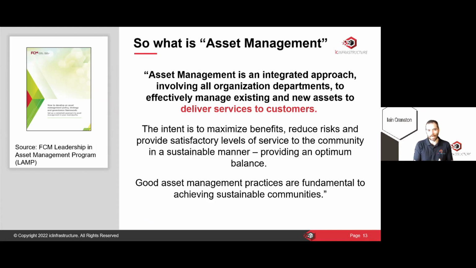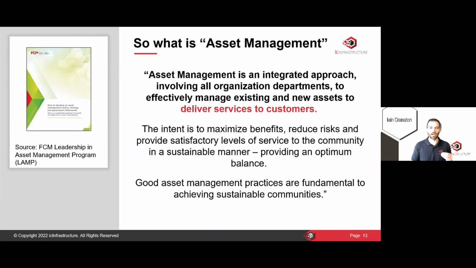That programme, called the LAMP programme, brought together 12 municipalities from across Canada to develop some best practice around asset management, particularly around policy, strategy and governance. But this is the definition that that group came up with. Asset management is an integrated approach involving all organisation departments to effectively manage existing and new assets to deliver services to customers. So just to unpack that a little bit, this is about delivering services to customers.